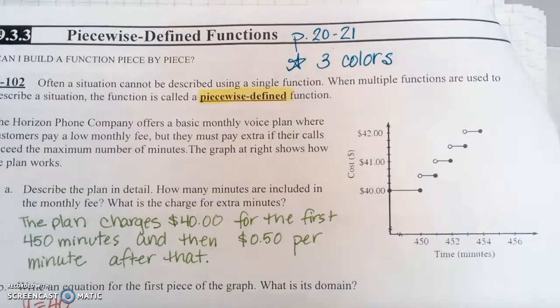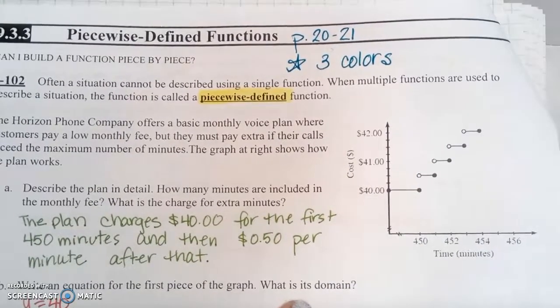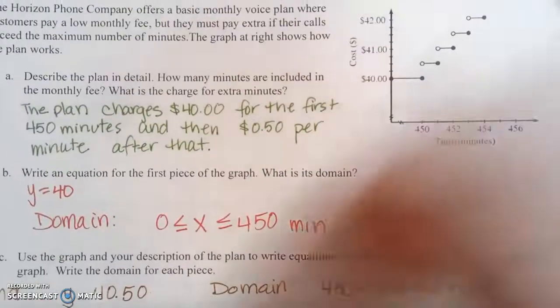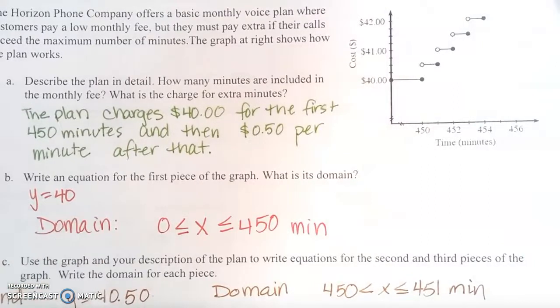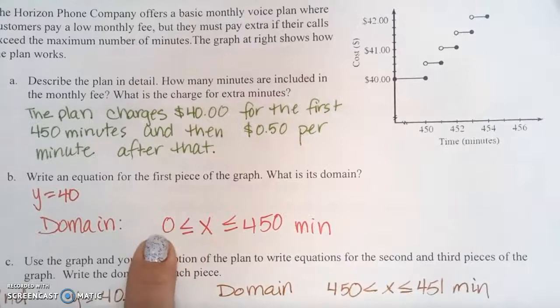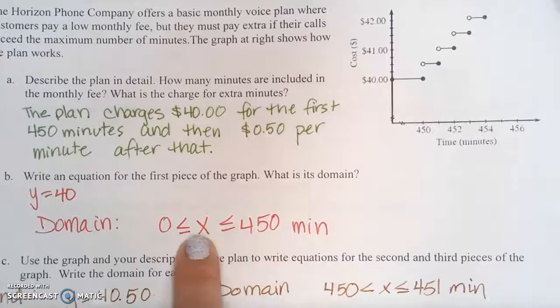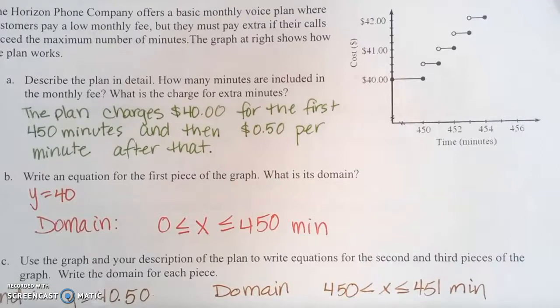All right, part B says write an equation for the first piece of the graph, and what is the domain? Okay, so the first piece of the graph is just 40, so y is going to be equal to 40, and that's going to be if you do 0 amount of minutes, or if you do 450 minutes. Anywhere in between those minutes, your bill or your charge for the month is going to be $40.